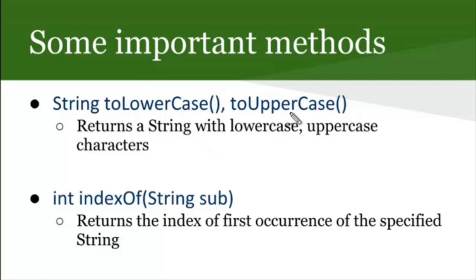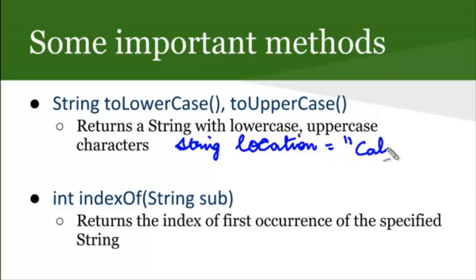Now another two interesting methods are toLowerCase and toUpperCase. As I saw previously, I'll take the same string, let string location is equal to California. Make sure that your sequence of characters are enclosed within double quotes. And this is an N, not an M. Sorry for the bad handwriting. So let string location is equal to California.